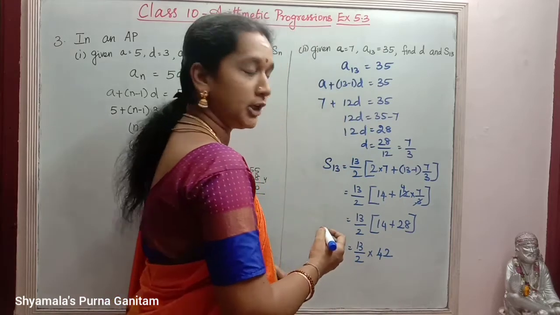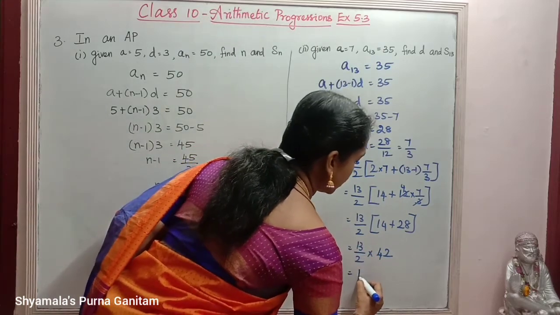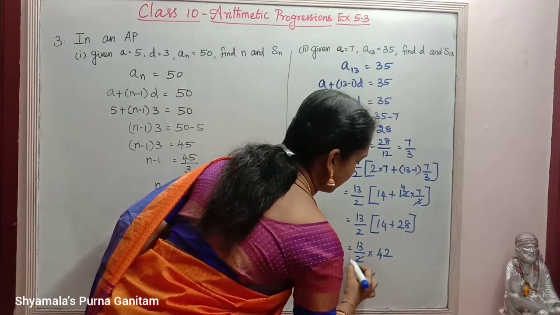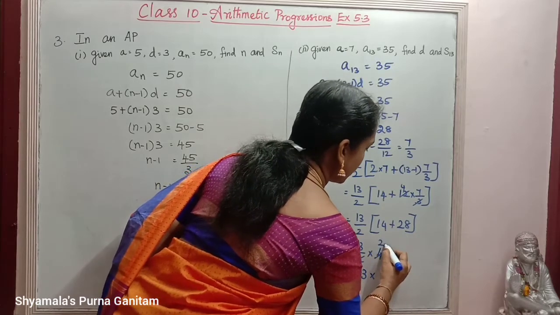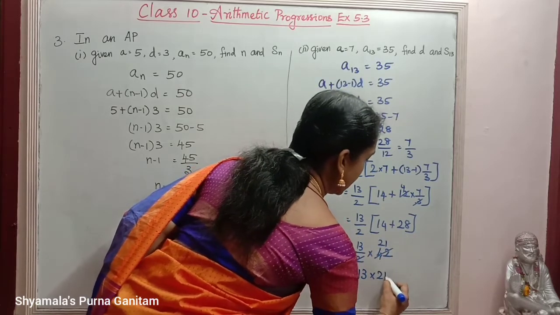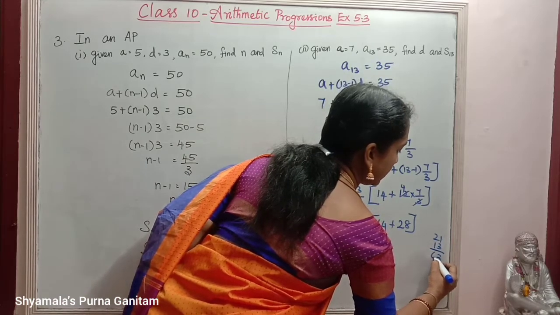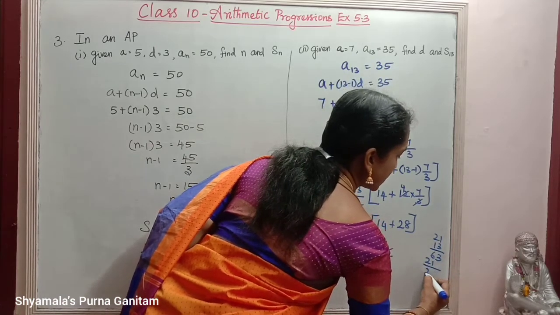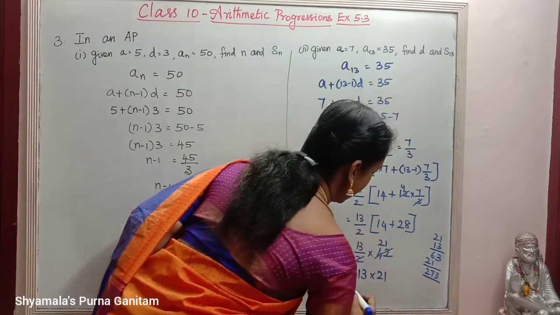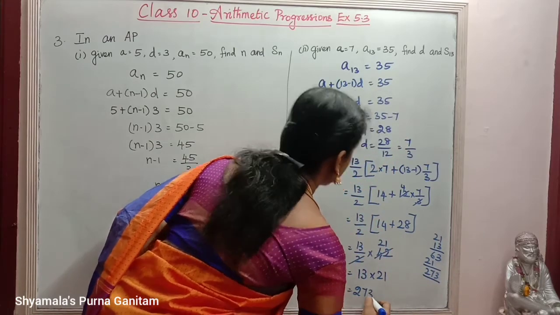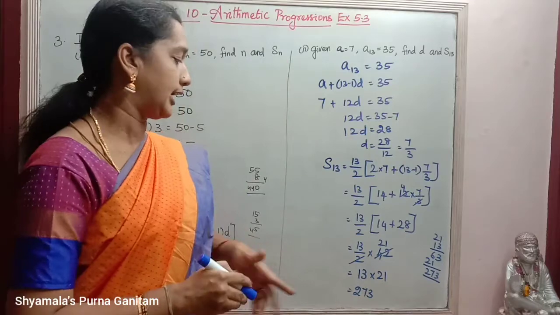So 14 plus 28 is 42. So this is equal to 13 by 2 into 42. So this can be cancelled. So 2 2s are 4, 2 1s are 2. So 13 into 21. So 21 into 13 is 3 1s are 3, 3 2s are 6, 21, 273. So S13 is 273.